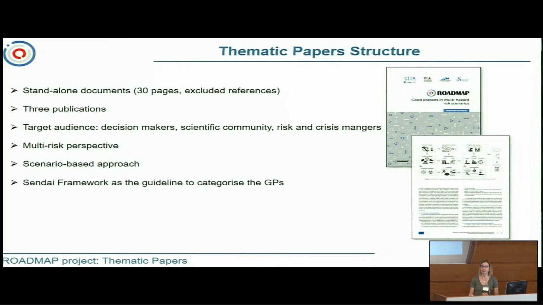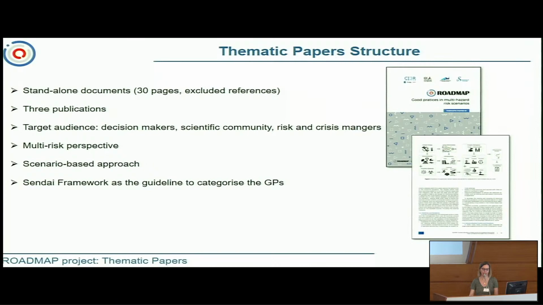If you compare the thematic papers and the bulletins, the structure is quite different. They are bigger and longer documents, standalone documents, with a wider target audience, not only the scientific community or the decision makers, but also risk and crisis managers, civil protection experts. And probably that has been the biggest challenge in writing these papers, how to address this wide audience. As Julia very well underlined earlier, we speak different languages, we cannot deny this. How is it possible to speak to this wider audience in one document? And I think that challenge to some extent still lies there.